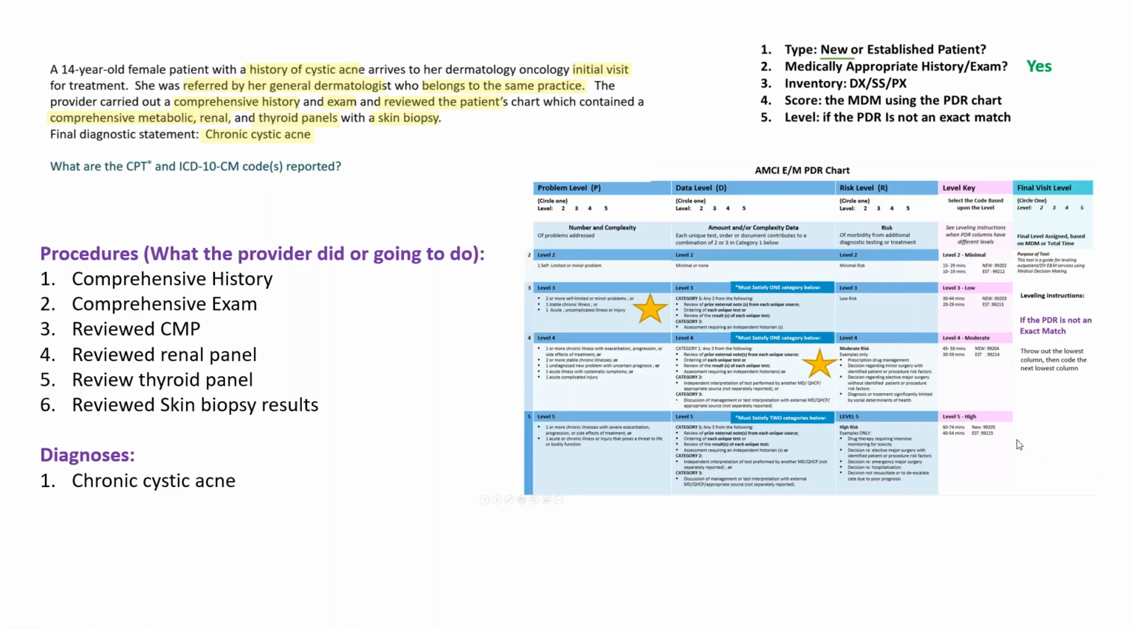And now our risk. Okay, coders, what say you is the risk? Go ahead, type your answer in the chat. And it's subjective. Yeah, so a lot of people said low. I just said minimal. It doesn't matter if you said low or minimal, they're both correct. And so, with that said, what is the level of service for this encounter?